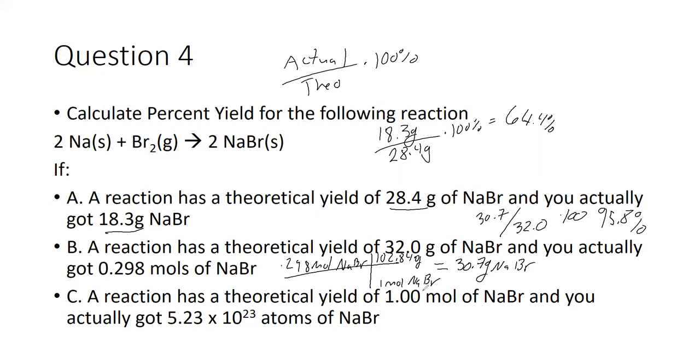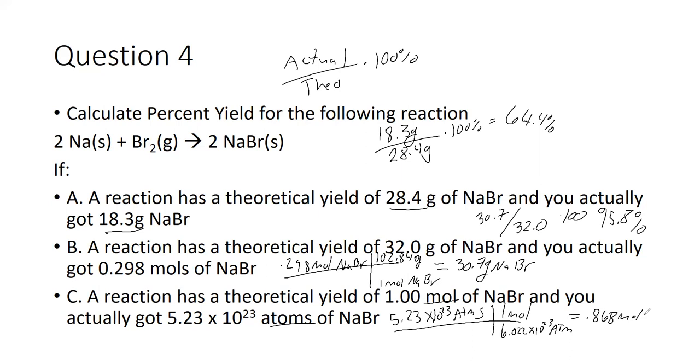And in C, I have a thing in moles and a thing in atoms. So I'm gonna convert atoms to moles using Avogadro's number. Again, something that hopefully you know by now because it will be on test one. So I have 5.23 times 10 to the 23 atoms. And Avogadro's number is 6.022 times 10 to the 23 atoms for every 1 mole. And so the number of moles I have with this amount of atoms is 0.868 moles of sodium bromide.